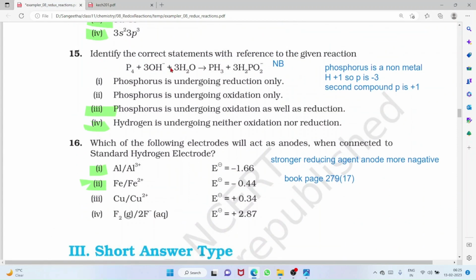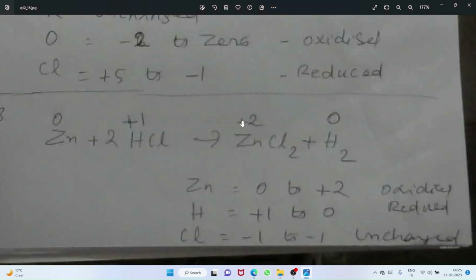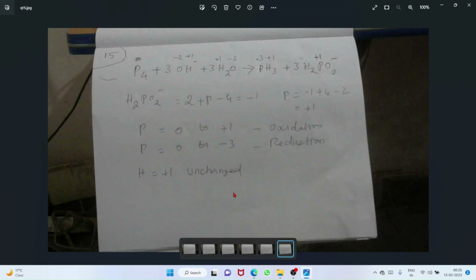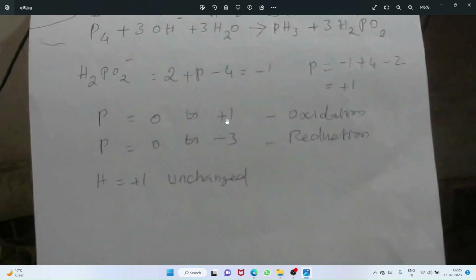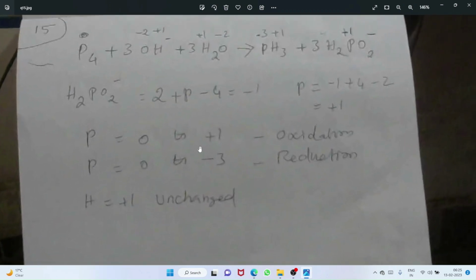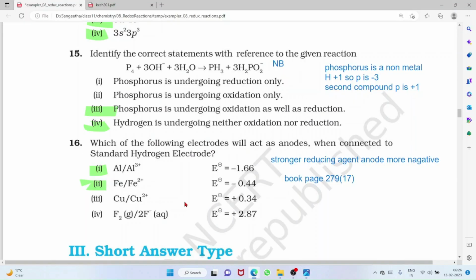15. Identify the correct statement in reference to the given reaction. Okay, here these two are the correct. So this is that reaction. So the phosphorus has two different oxidation states in this. Okay, so you can see this reaction here. So phosphorus is undergoing oxidation as well as reduction. Hydrogen is undergoing neither oxidation nor reduction. These are the correct answers.